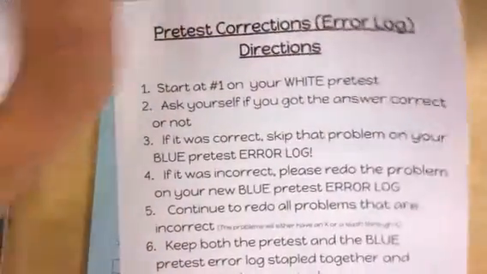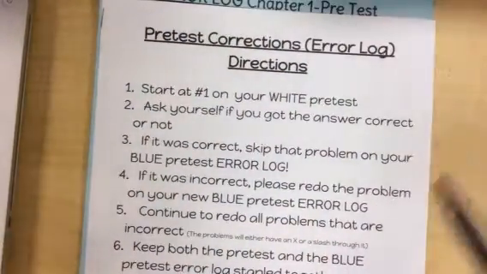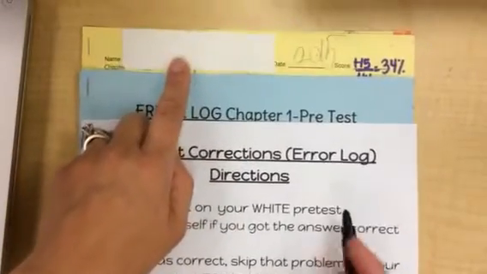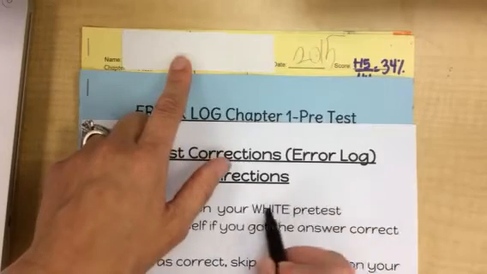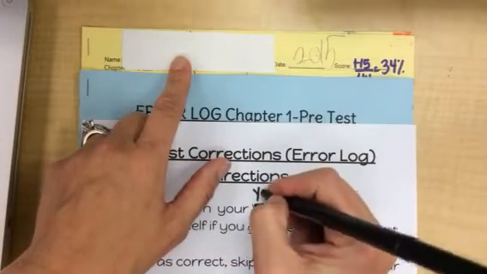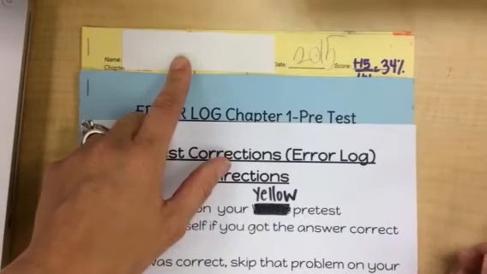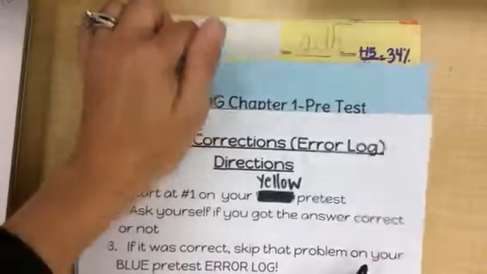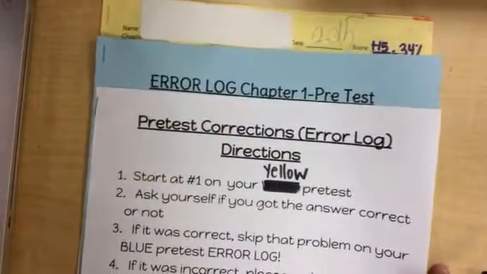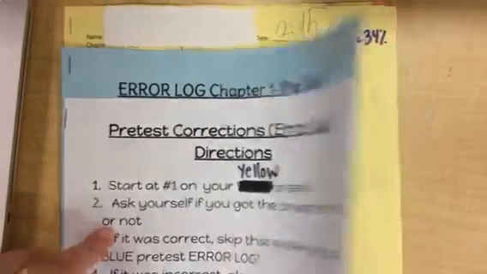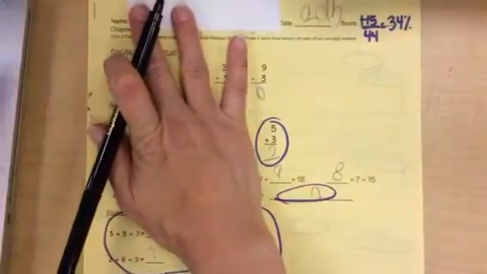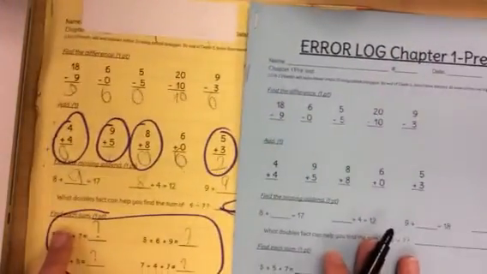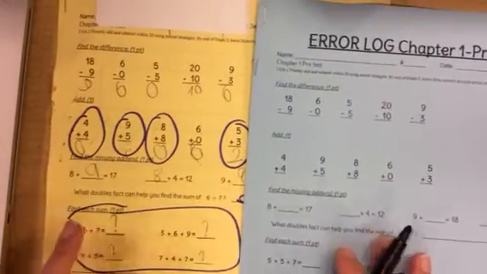So how this works is you will start out by looking at number 1 on your white pretest. Now, you notice ours is not white because each chapter it changes. So we actually cross this out and put yellow. And so the yellow pretest is going to have all the problems you need to fix. Some of my groups today thought it would be easier if they took their error log and detached it from their actual test. I think that's a great idea, so that when you match them up, you can kind of see side by side.